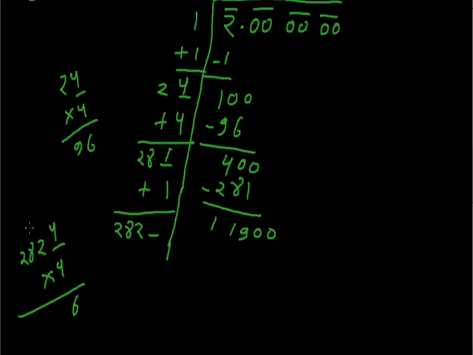4 4s are 16, 1. 4 2s are 8 or 9. 4 8s are 32, 2 carry 3. 4 2s are 8 or 11. That is 11,296. So I have to put 4 here.